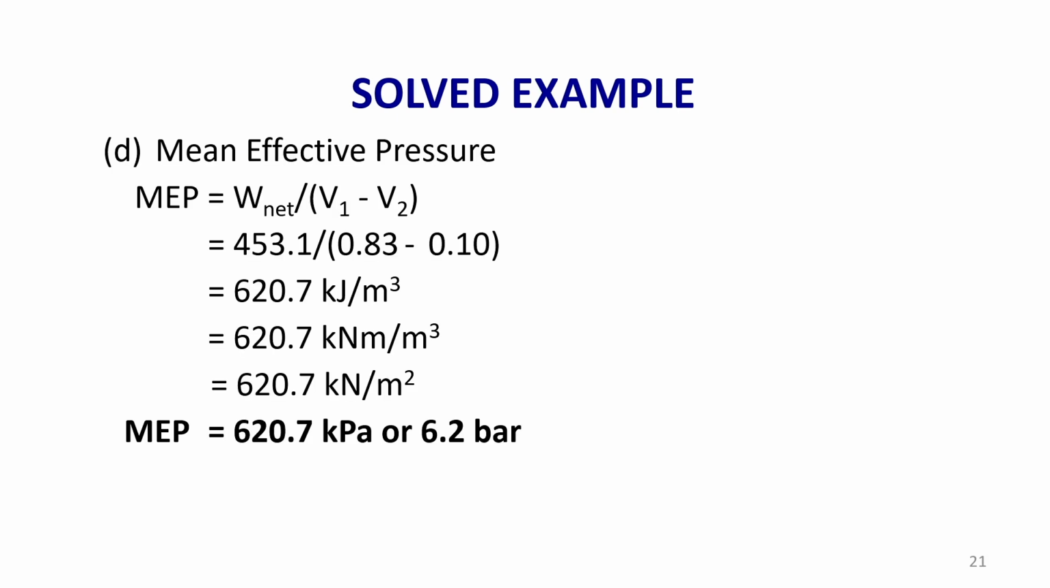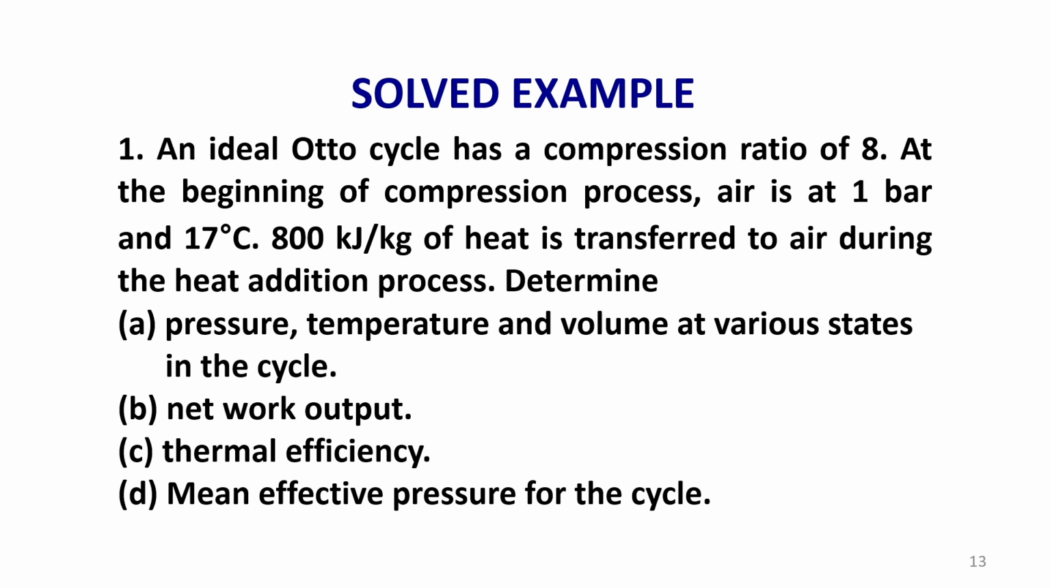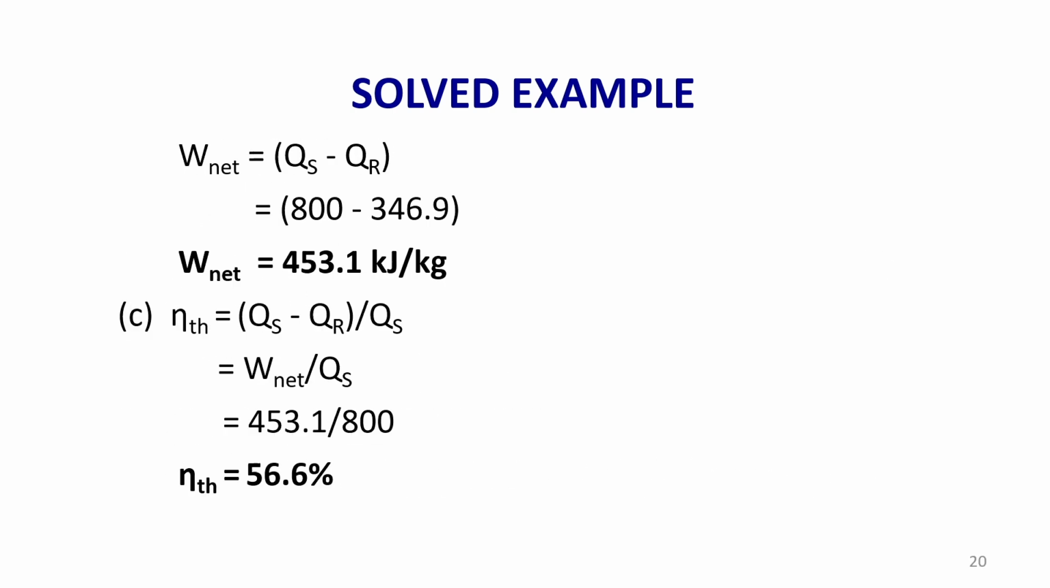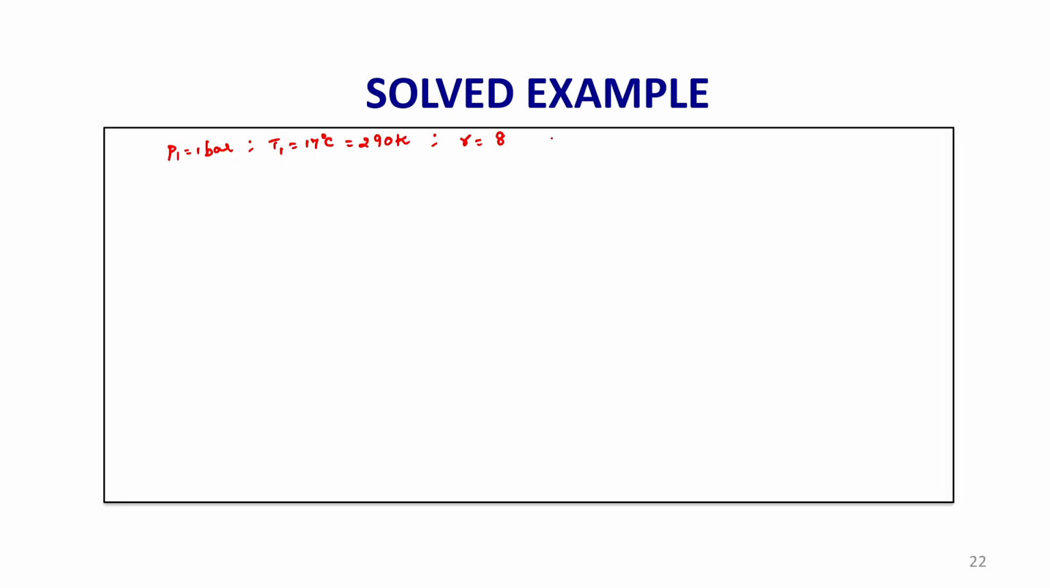So, small letter r is used to express the compression ratio. There is one more data which is given in the problem. 800 kilojoules per kg of air supplied as heat is transferred to the air. That is the amount of heat supplied during the process. Heat supplied is represented by the letter Qs. So, Qs is also given, 800 kilojoules per kg. So, let us draw the PV diagram so that it is easy to refer.